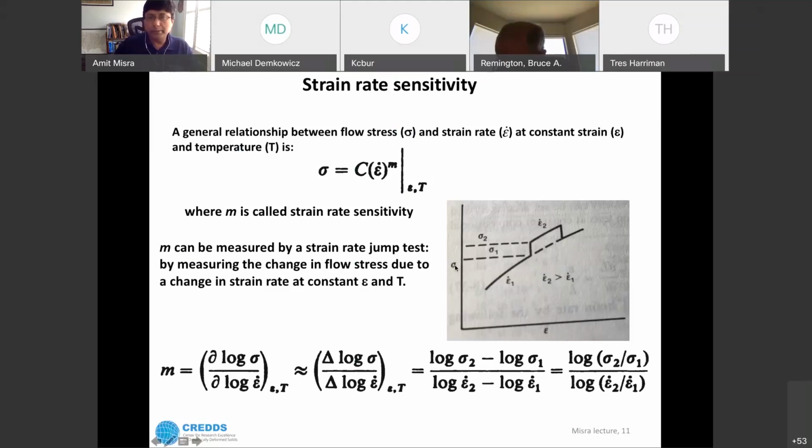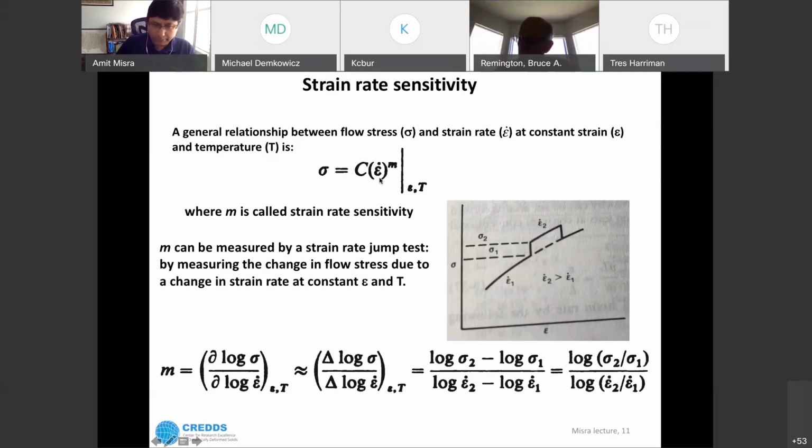Stress versus strain: at a certain value of strain, at a strain rate of say epsilon dot 1, you have a certain value of flow stress, sigma 1. If we were to abruptly change the strain rate, like shown here, it is increased to a value epsilon dot 2, the flow stress increases to value sigma 2. And if you can measure that at a constant value of strain, then you can use this equation to calculate the strain rate sensitivity. It tells you how sensitive or how strongly dependent the flow stress is on the strain rate.